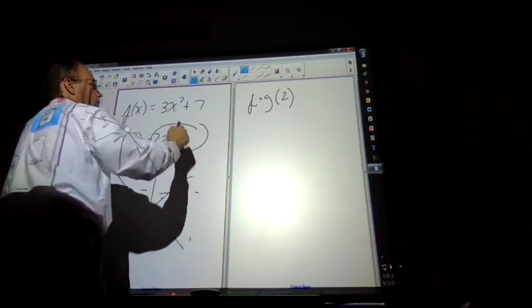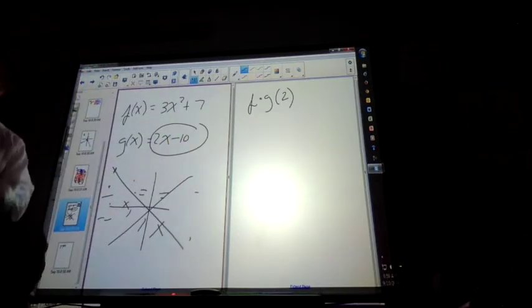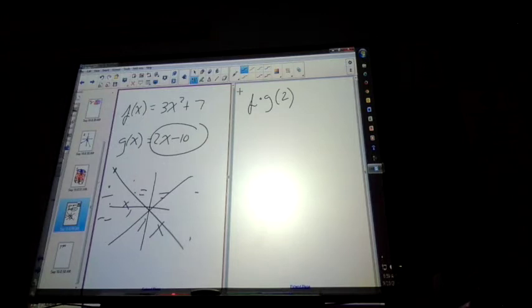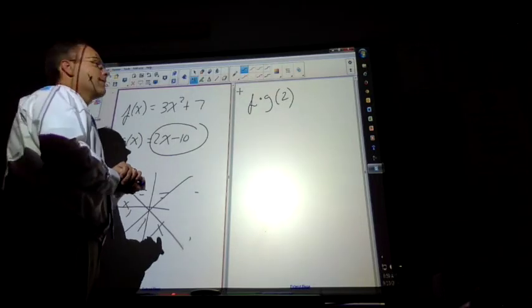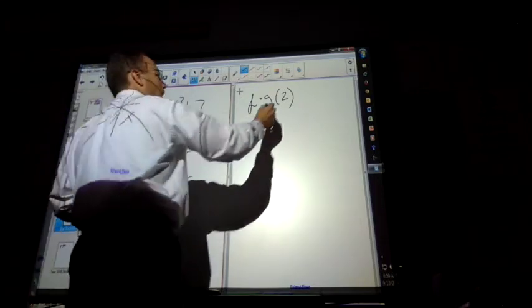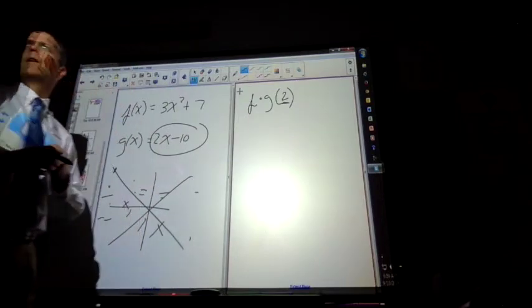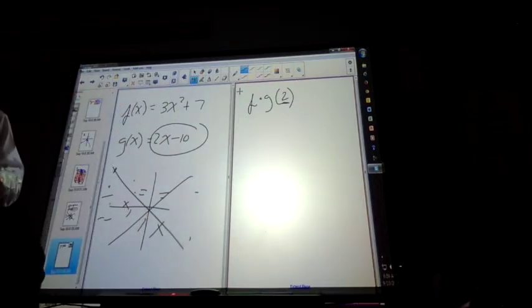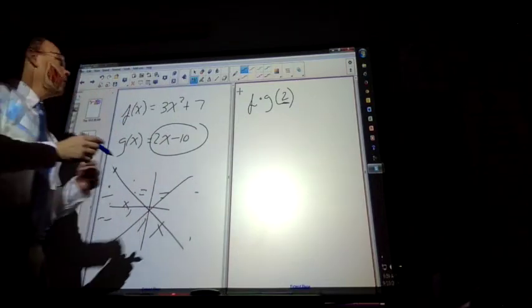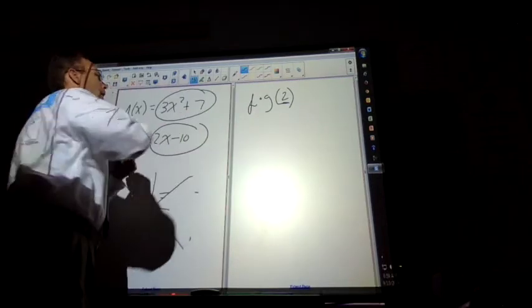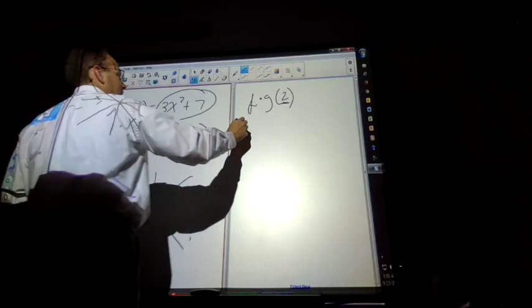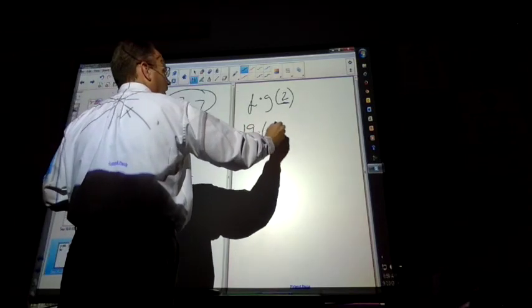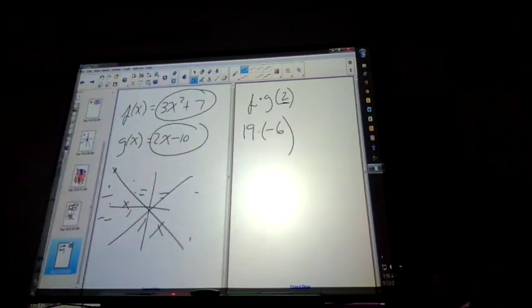Let's plug into this. If I plug that 2 in, what do I get? Negative 6? That's what I said. Almost. Where is my x right here? What is x representing right there? 2. What happens if I plug 2 in here? 19. So I'm getting 19 times negative 6, whatever that answer is your answer.